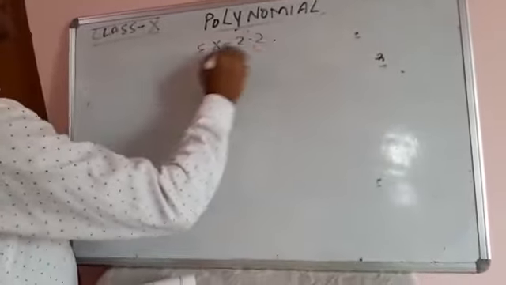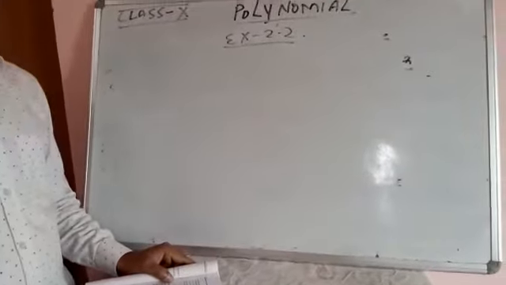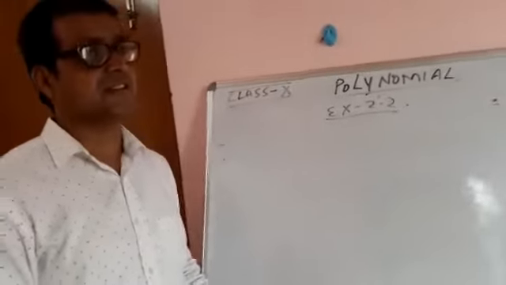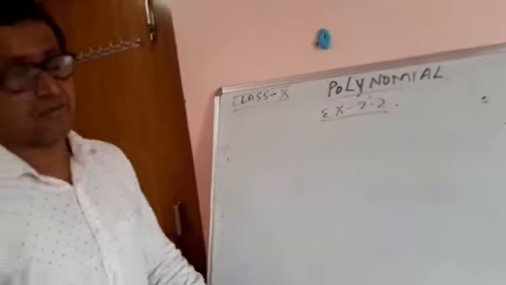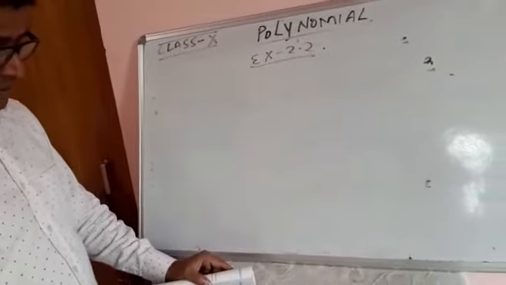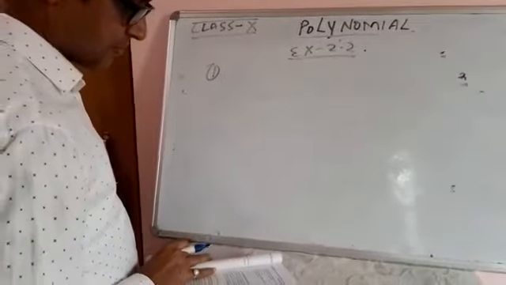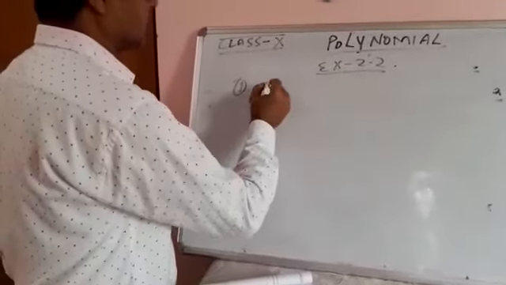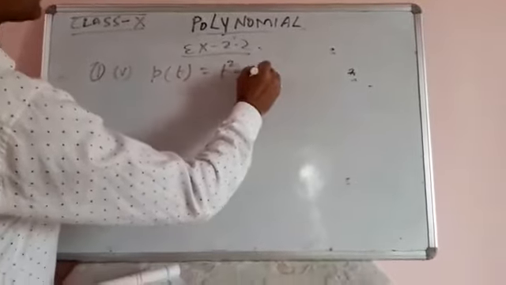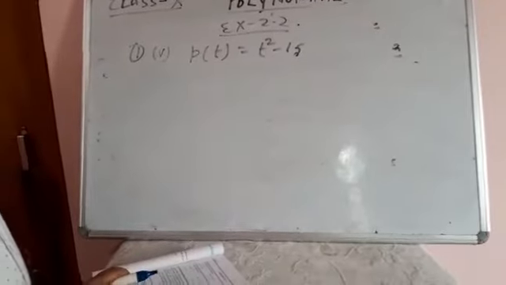So the very first question is: find the zeros of the following quadratic polynomial and verify the relationship between the zeros and the coefficients. You need to verify the relationship by using the formulas that you all came to know. I am taking the fifth part of question number 1, since students would probably have a problem with it. The polynomial given here is p(t) equals t square minus 15. So what is the first assignment? The first assignment is to find the zeros.